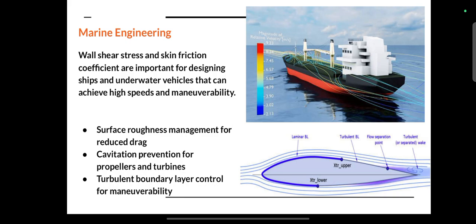Wall shear stress and skin friction coefficient are important for designing ships and underwater vehicles that can achieve high speeds and maneuverability. So ships and underwater vehicles like submarines, etc. Surface roughness management for reduced drag, cavitation prevention for propellers and turbines, turbulent boundary layer control for maneuverability.